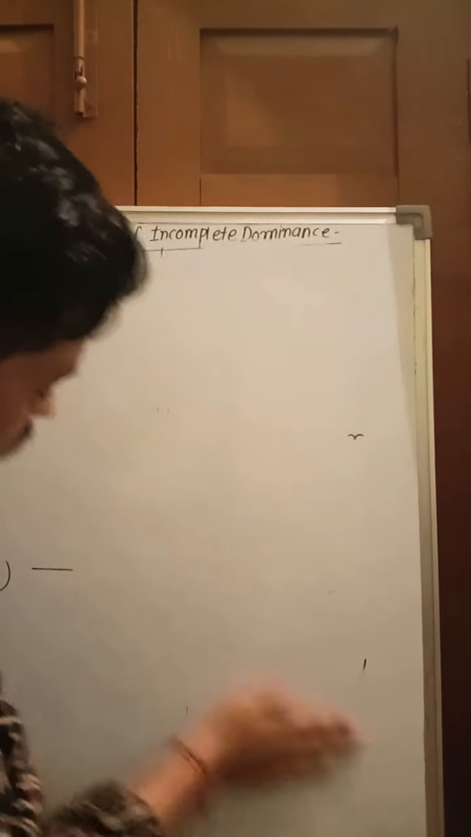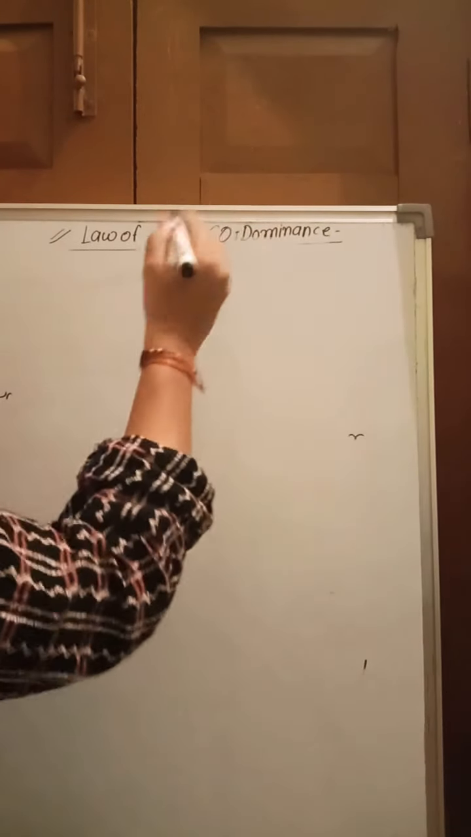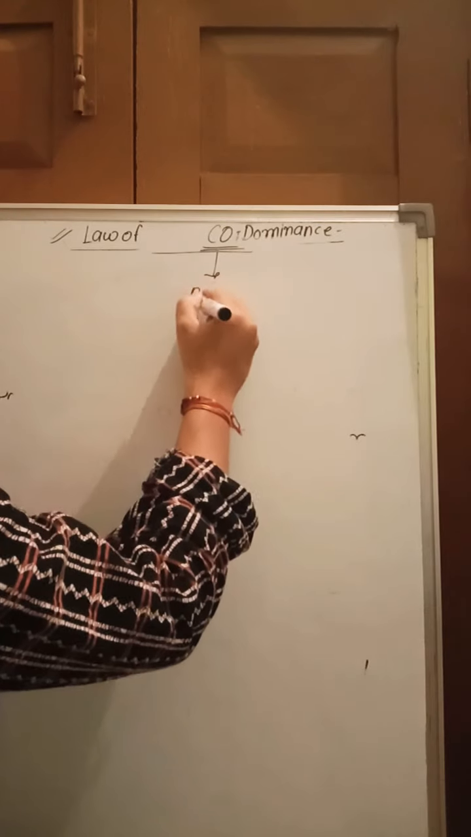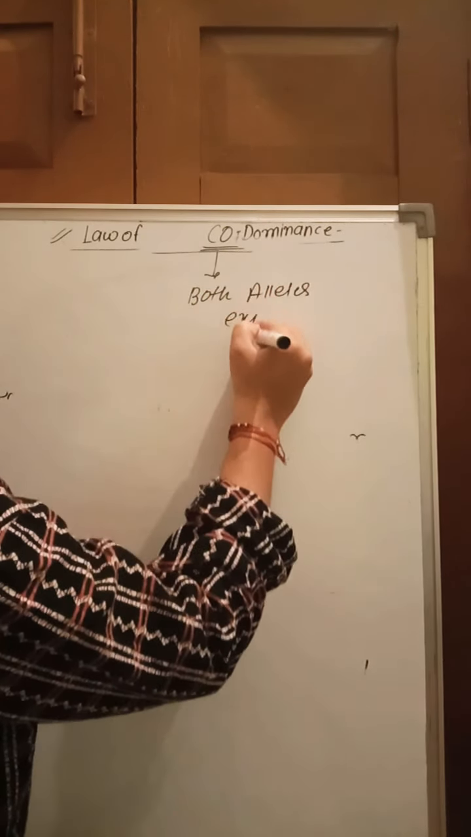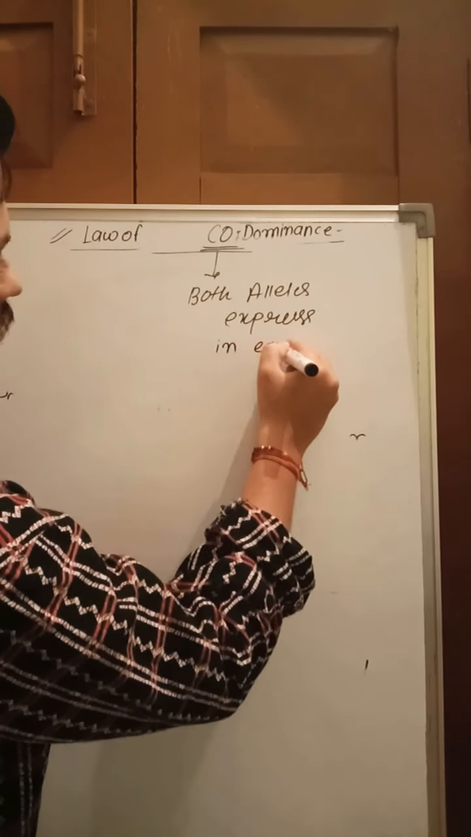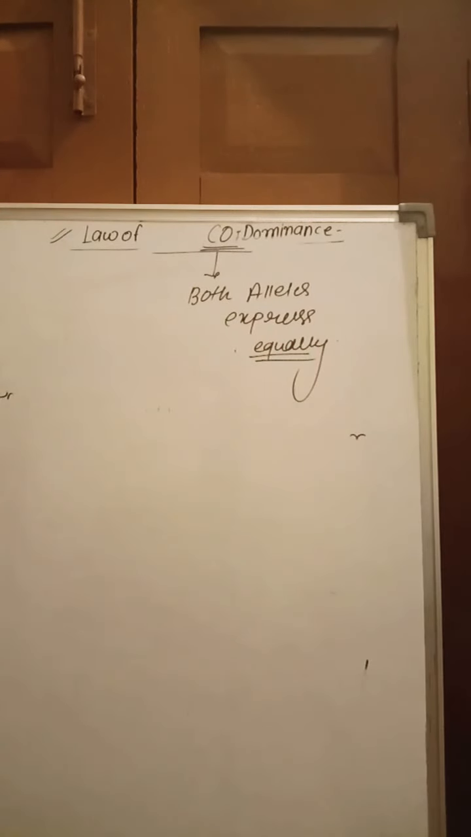Next one, law of codominance. In the law of codominance, both alleles express in equal ratio, equally, when they are present. Both the alleles express equally in the same ratio, that is called codominance.